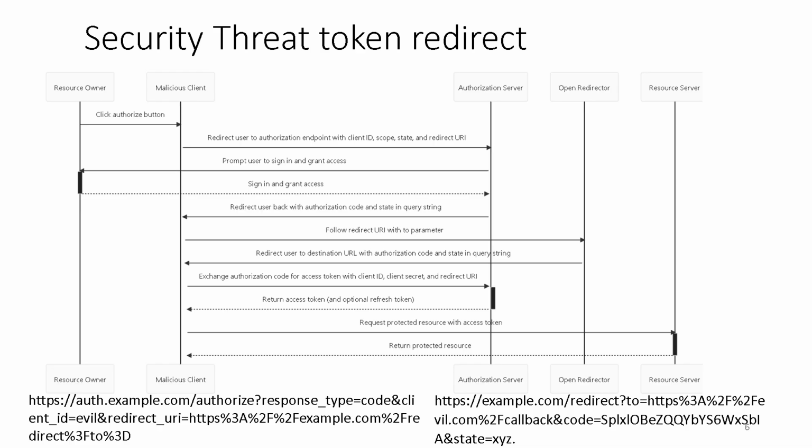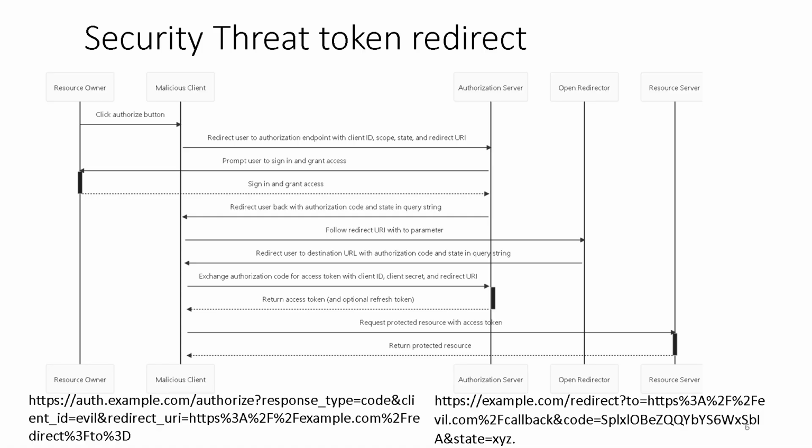The malicious client then extracts the authorization code from the query string and exchanges it for an access token at the token endpoint of the authorization server, using its client ID, client secret, and redirect URI as parameters. The authorization server verifies the code and the credentials of the malicious client, and if valid, returns an access token, and optionally a refresh token, which we didn't talk about yet, but we'll talk about it in a little bit, to the malicious client. The malicious client can then use the access token to access the protected resources at the resource server on behalf of the resource owner, the end user, without their consent or knowledge.